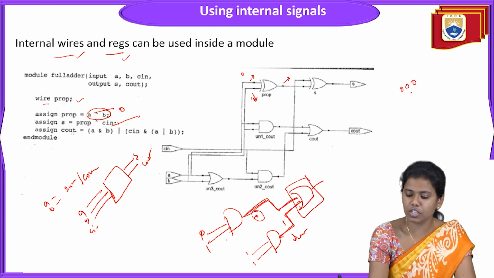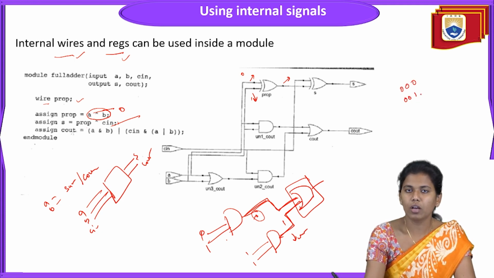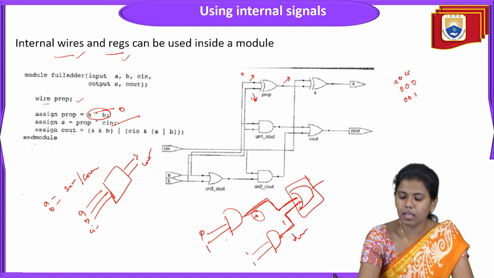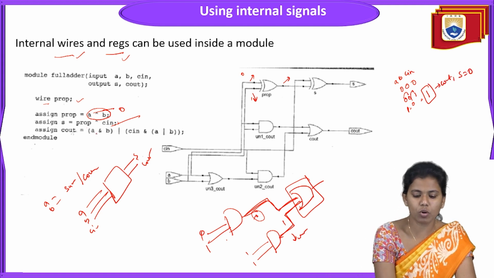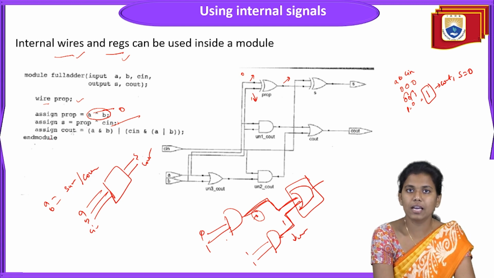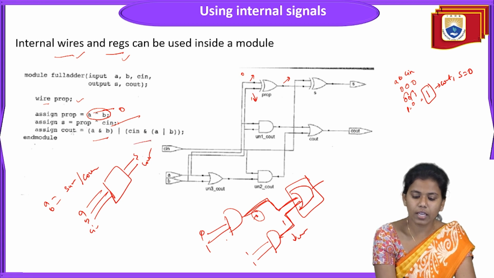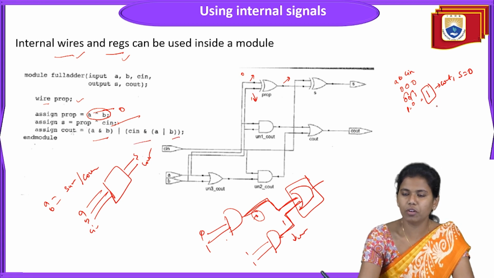That means, if my inputs are 0, 0, 0, or my inputs are 0, 0, 1, what will I do? A, B, C. First I add up these two bits: 0 plus 0, I got 0. This is my P. And then with the 0, I'm adding C in. So 0 plus 1 is 1. So this is my C out, and my sum is equal to 0. That is what is written here. And then assign C out is equal to A and B, or C in and A or B. This is what we have done.